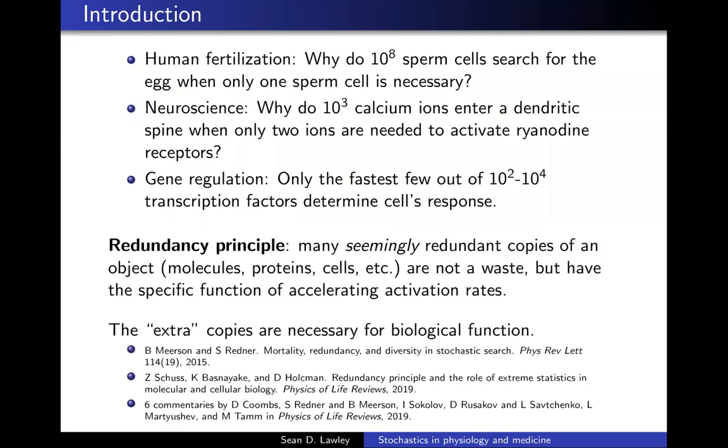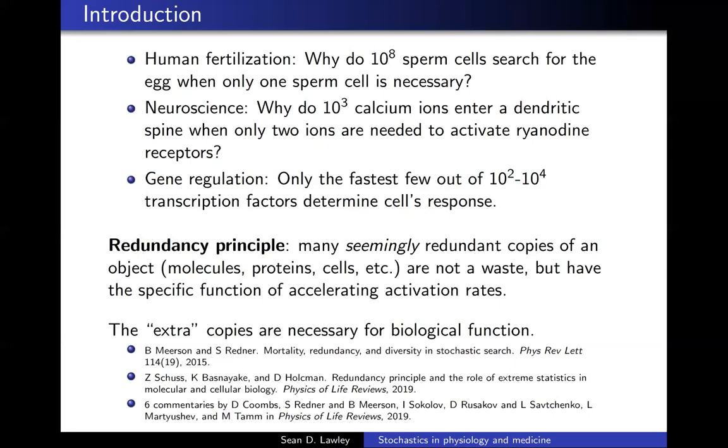This has generated quite a bit of work recently. In fact, some people have formulated what they call the redundancy principle. The redundancy principle says that many seemingly redundant copies of an object, whether that object is a molecule, a protein, cells, etc., are not a waste, but in fact have the specific function of accelerating activation rates. So the quote unquote extra copies are necessary for biological function. Maybe in the context of human fertilization, if there's only one sperm cell, or 100 or 1,000 or 1,000,000, the fastest sperm cell wouldn't find the egg fast enough.